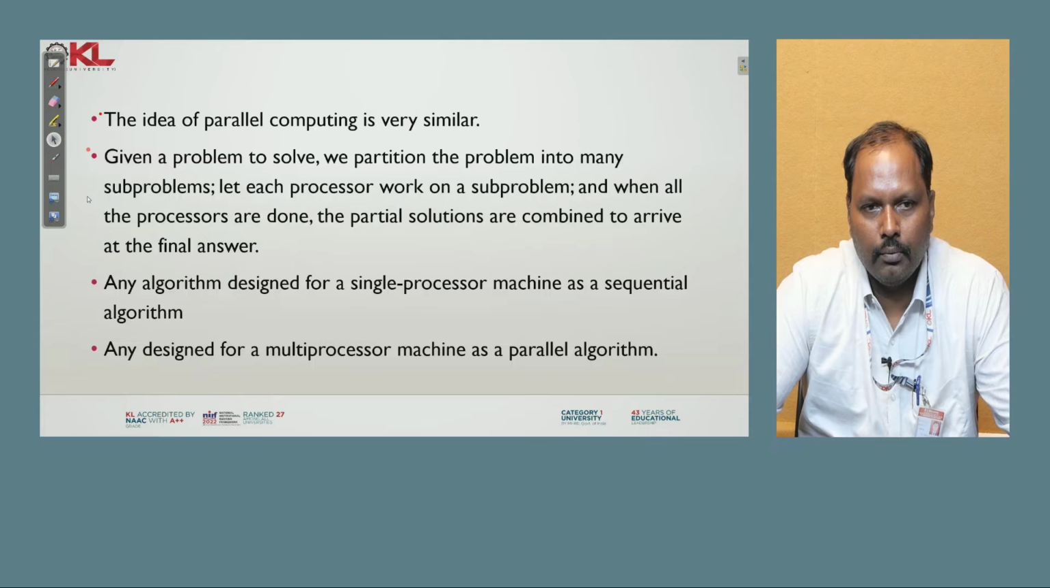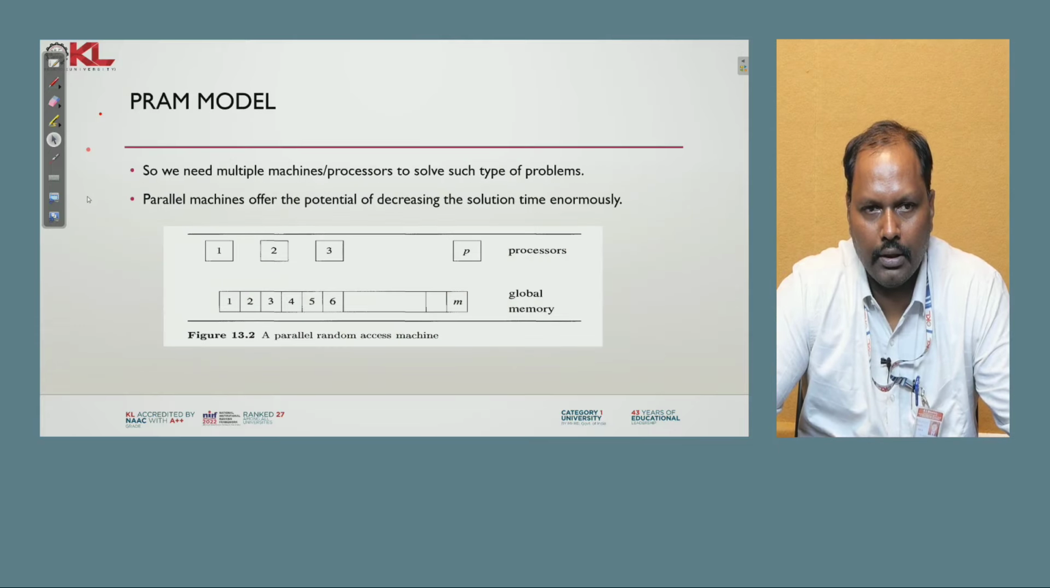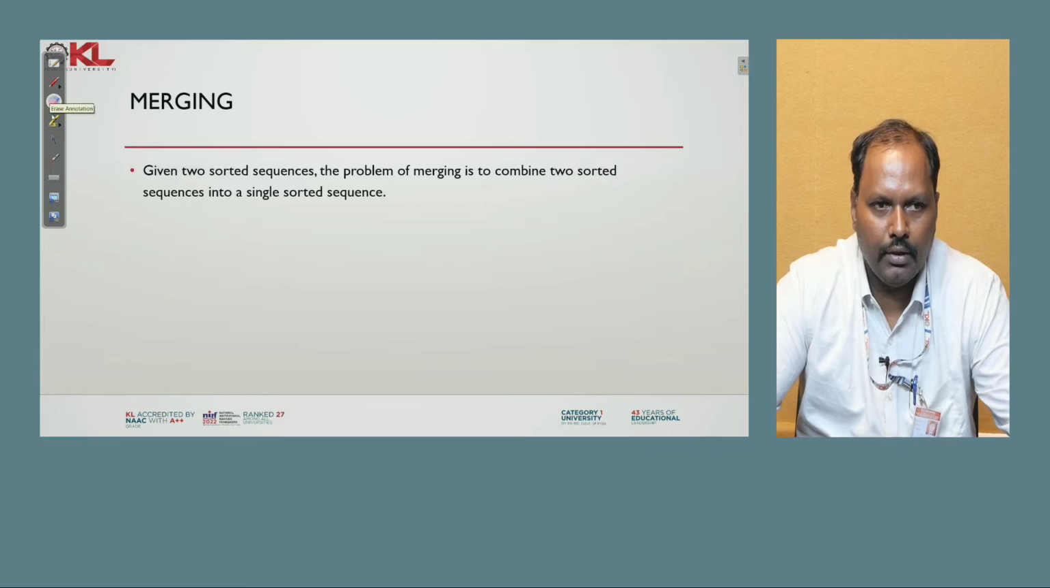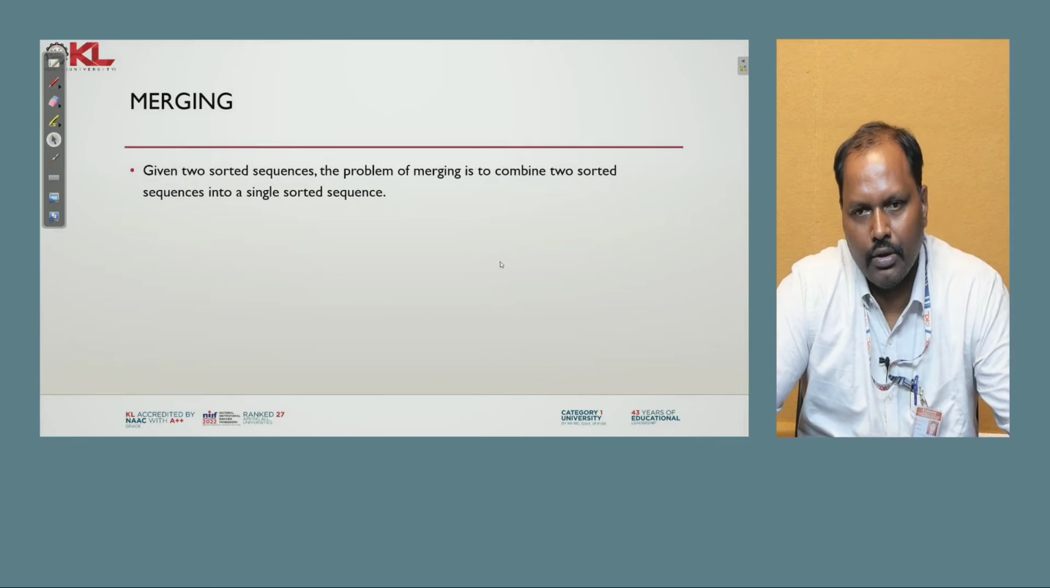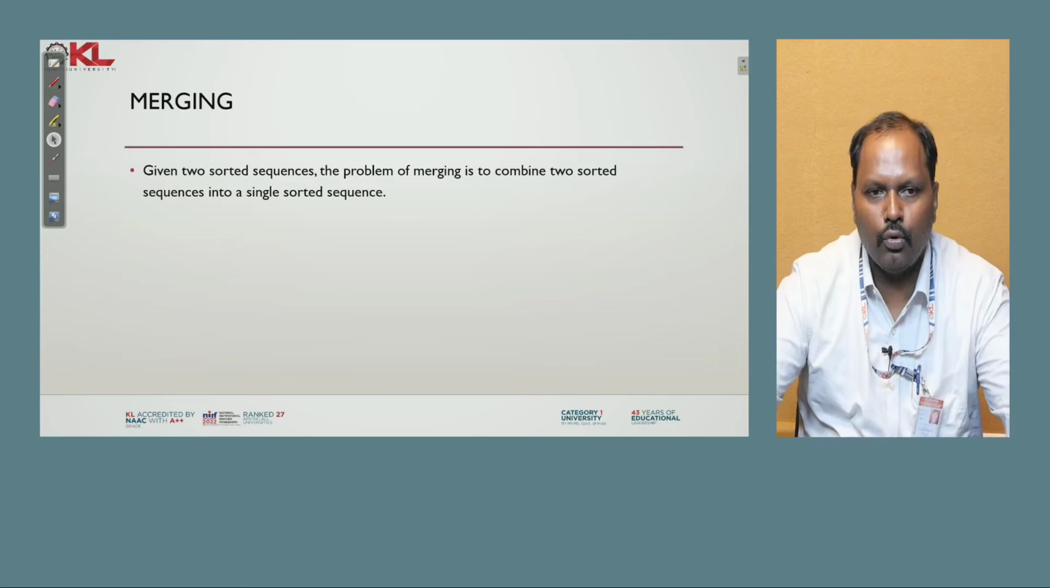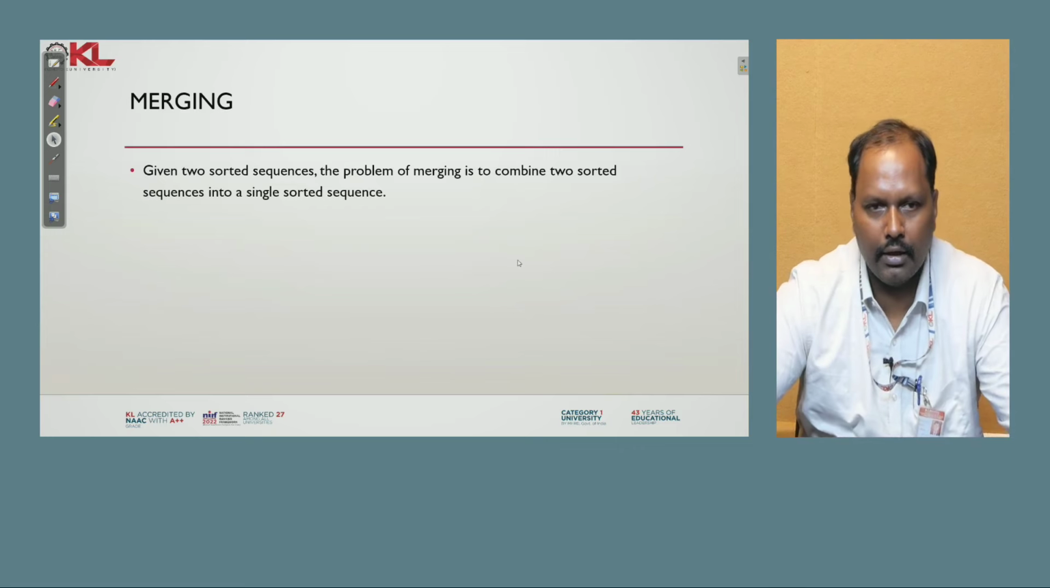In PRAM algorithms we have two types of things available: one is merging and the other is sorting. Sorting we already know about, but what is the meaning of merging? Merging means, given two sorted sequences, the problem is to combine them into one single sorted sequence. There are two different ways of representation, and then the two sequences can be merged. That is how merging can be done using the divide and conquer method.